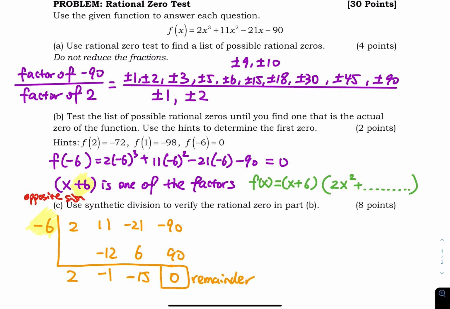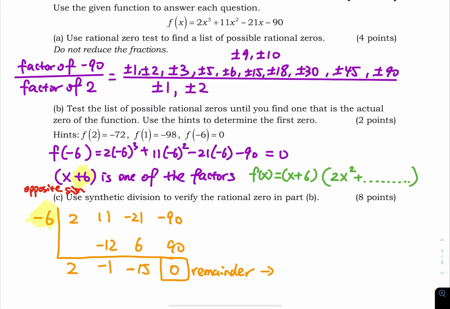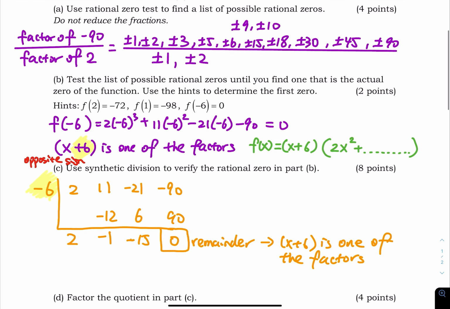So when the remainder is equal to 0, that means x plus 6 is one of the factors. And then what else? How about the 2, the negative 1, and the negative 15? These are the coefficients and the constant. The negative 15 is the constant. The minus 1 is the coefficient of the first power, so that will be a minus 1x to the first. And then the 2 is the coefficient of the second power.